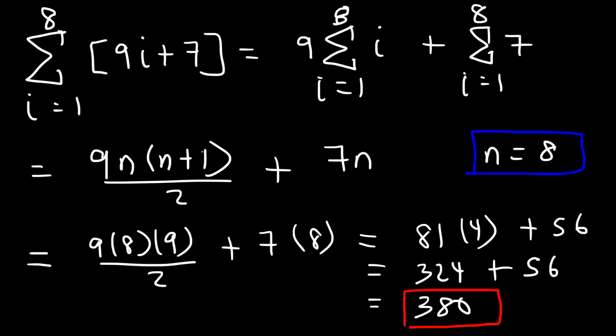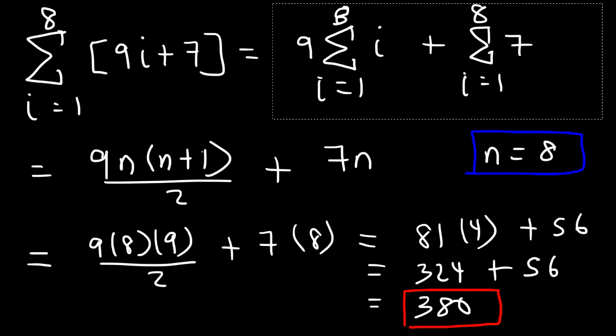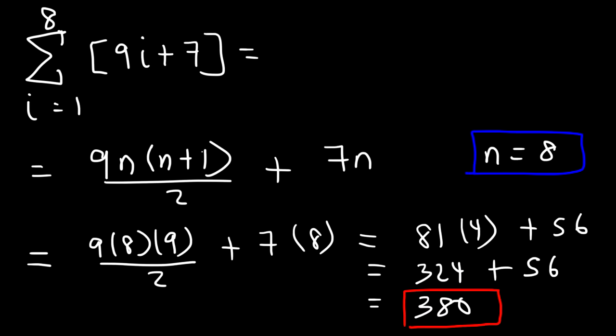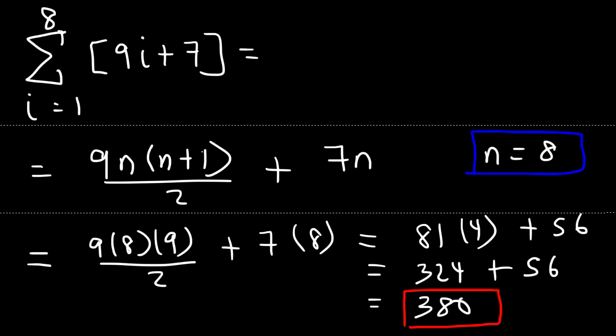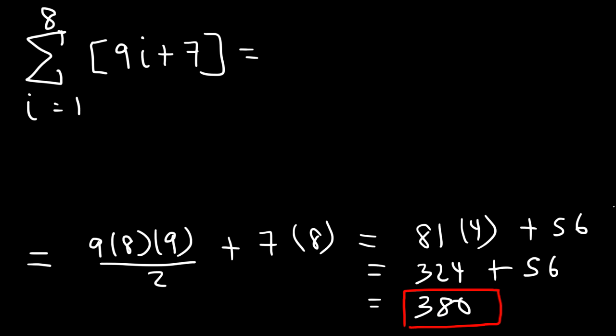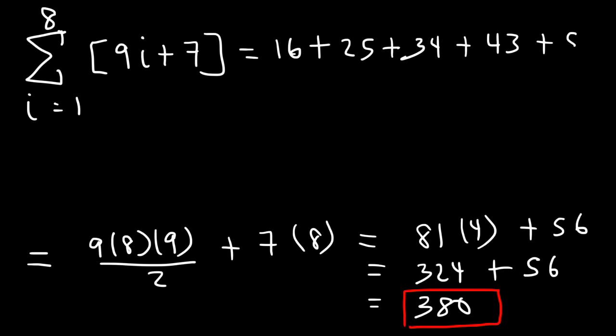Now let's confirm it using simple addition. So if we plug in 1, 9 times 1 plus 7, that's 16. And then if we plug in 2, 9 times 2 is 18 plus 7, that's 25. And then 3, 9 times 3 is 27 plus 7, 34. So it's going up by 9. The next one's going to be 43, that's the fourth number. And then 52, and then 61, and then 70.